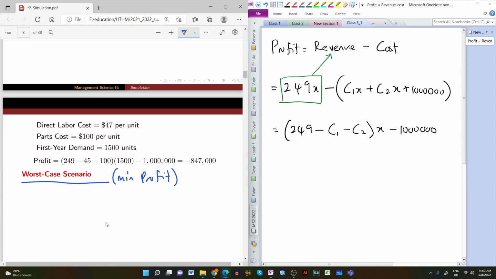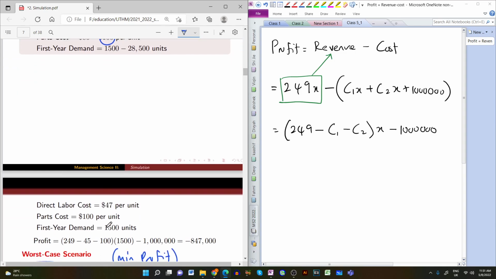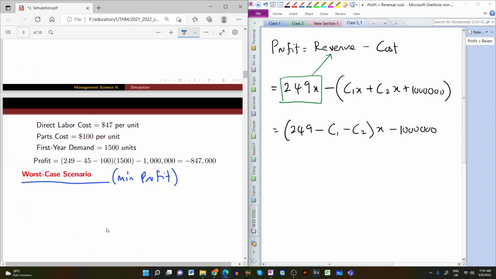You will get a minimum profit when the cost is highest, isn't it? So here 43 to 47, the highest cost is this one, part cost is this one, and these are the costs. So for the worst case scenario, for you to get minimum profit, you will put higher cost. There's a typo here. This is not 45. This is 47. And part cost is maximum.